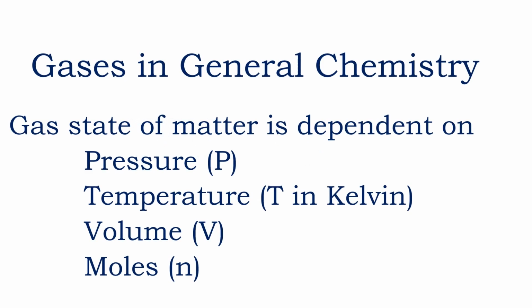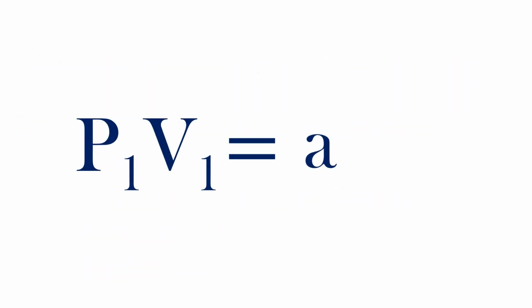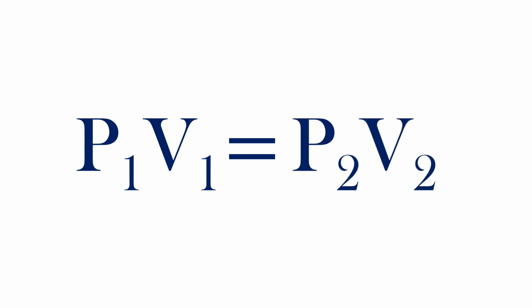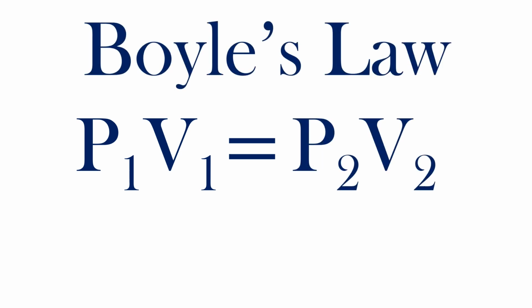Recall, gases depend on pressure, temperature, volume, and the number of moles. Let's assume the temperature and the moles are constant. Thus, if there's a change in pressure or volume, this pressure-volume product must remain constant. And this is called Boyle's law. Let's do an example.